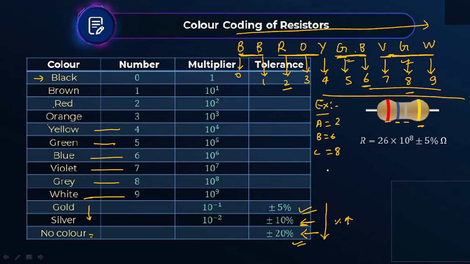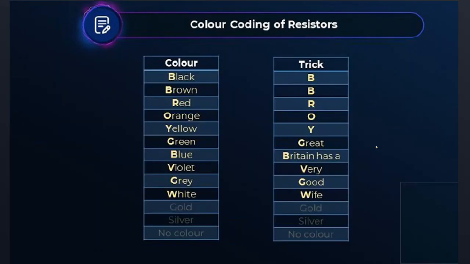So we can write the resistance equals AB, so 26 into 10 to the power C, that is 8, plus minus; the last one is gold, so it is plus minus 5%. This is the answer we have. Right? Simple, easy, very easy questions they ask from this. So the trick is, we can remember BB Roy from Great Britain has a very good wife. Simple. If you write it once or twice, it will be very simple to remember.